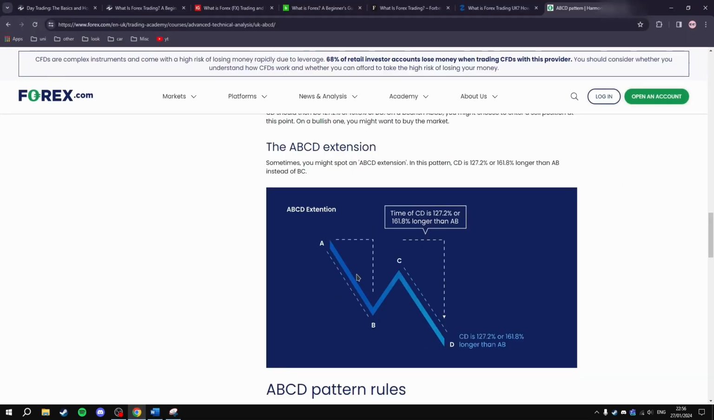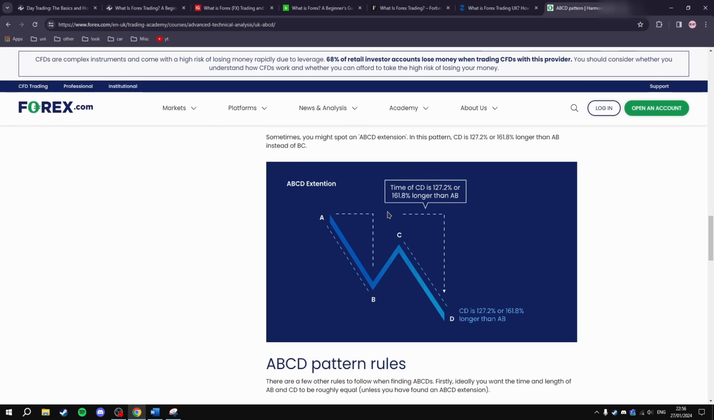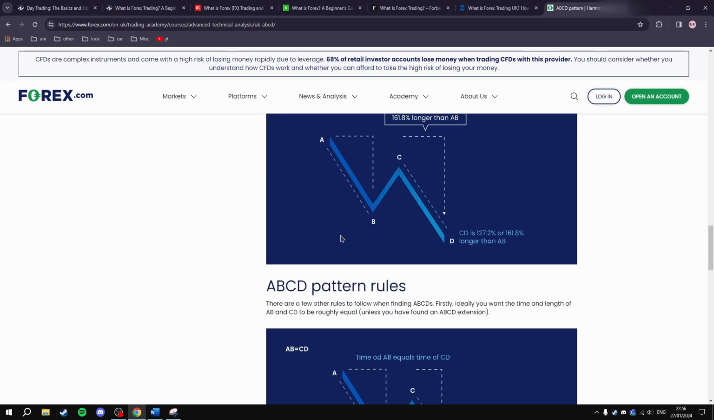Okay, so the time of CD is 127.2 or 161.8% longer than AB. So that line should be 127.2 or 161.8% larger than that line.